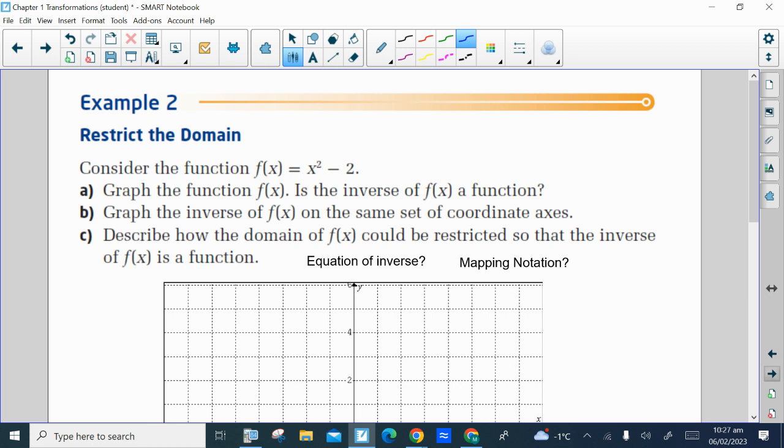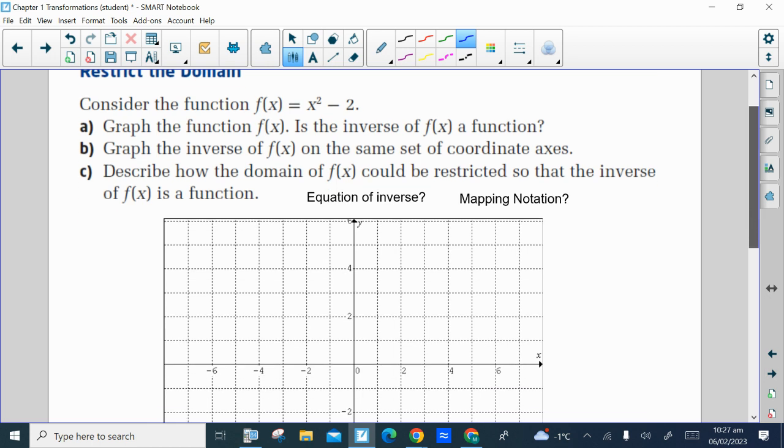So now we're going to sketch the original graph and then do the inverse. And we'll talk about whether it's a function or not. We'll also do the equation of the inverse and as well a mapping notation. The mapping notation will never change for the inverse. We'll do that right now. (x, y) maps into (y, x).